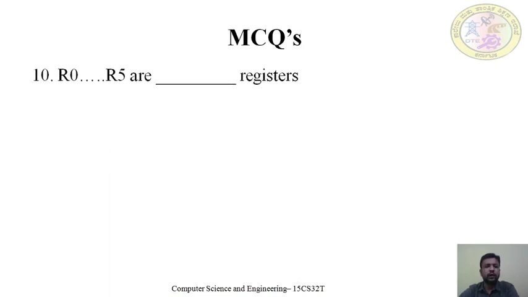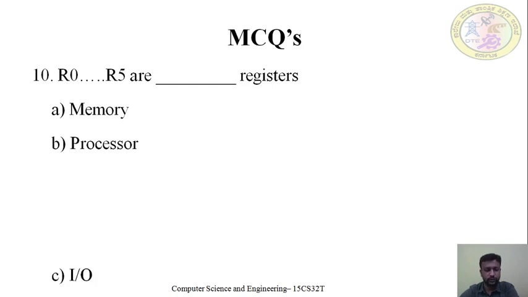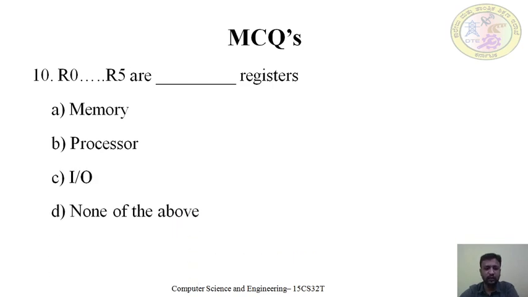10th question. R0 to R5 are dash registers. A, memory. B, processor. C, IO. D, none of the above. So R0, R1, R2, R3, R4, R5 are processor registers. The option B is the right answer.